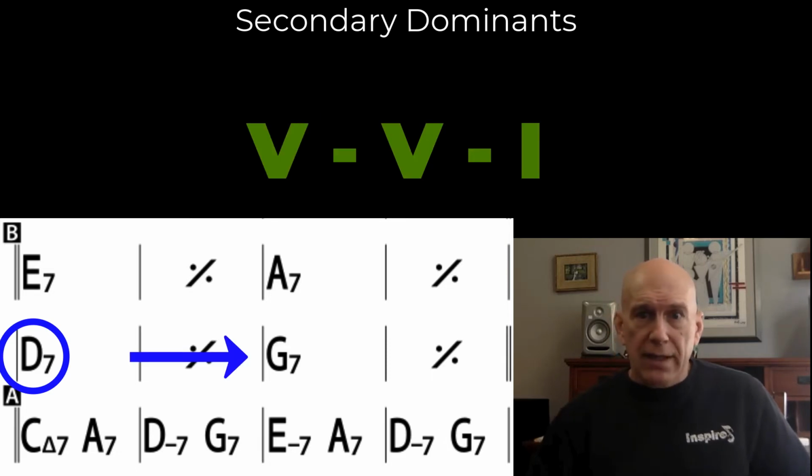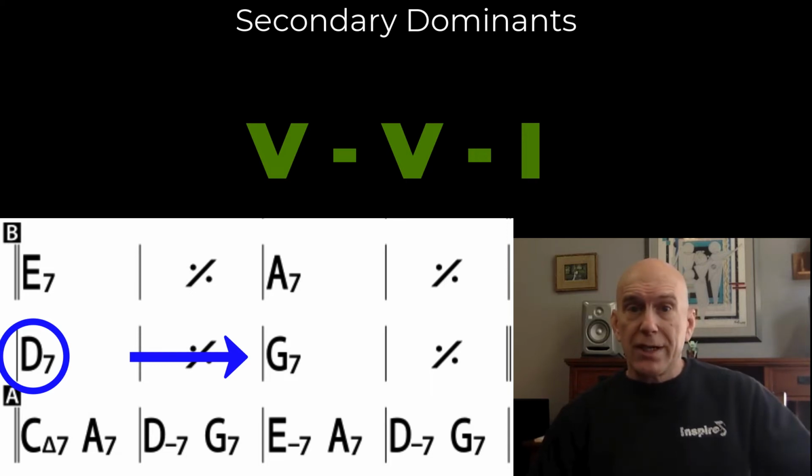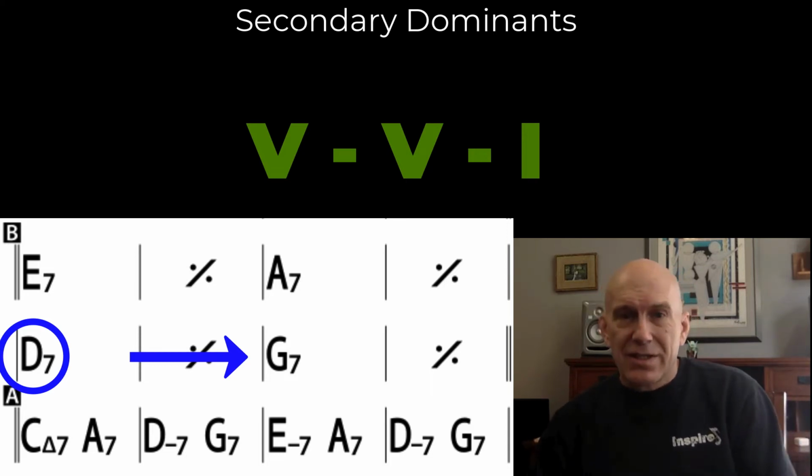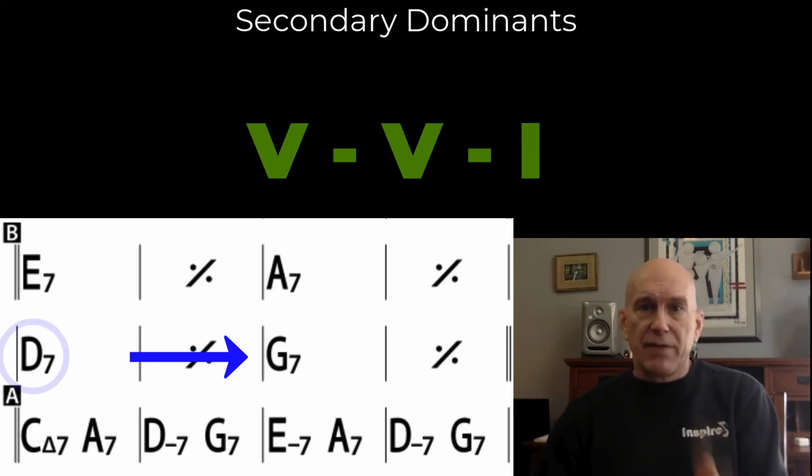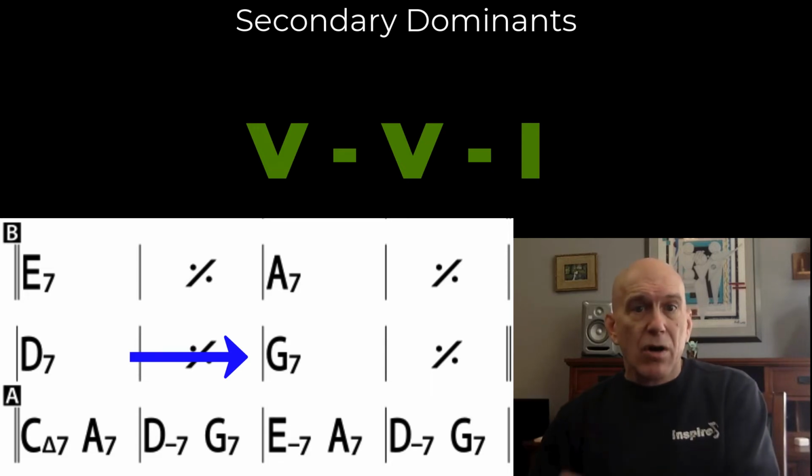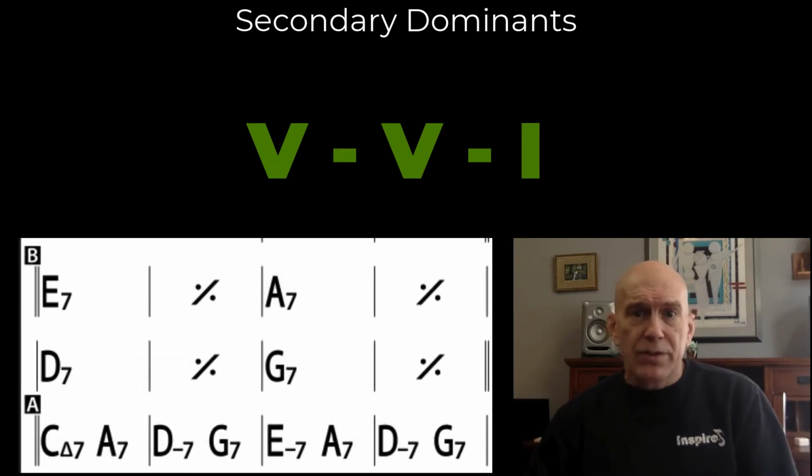Well, it's not really in the key of C, but it leads us to the G, which then leads us to the C. So that D7 is by definition a secondary dominant, and it's represented as a 5 of a 5 of 1. So now let's just work backwards through the progression.